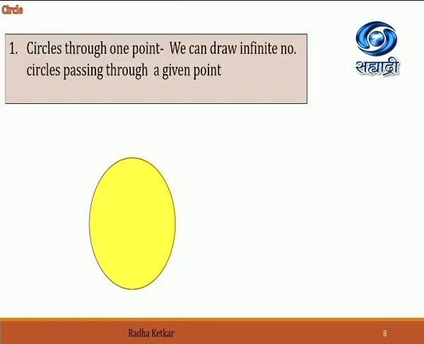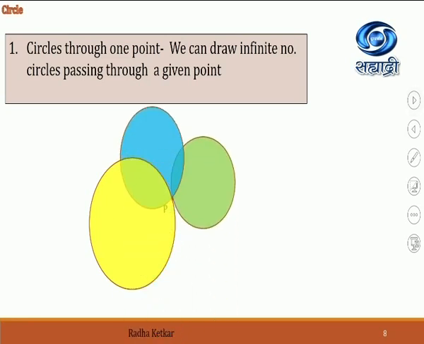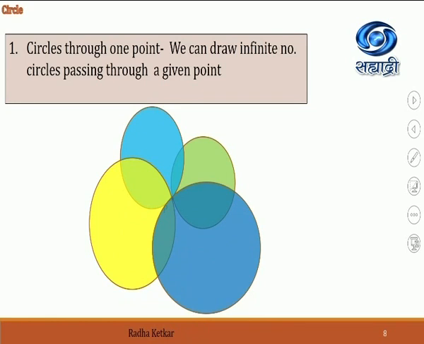Circles through one given point. How many circles can we draw from one given point in the plane? We can draw an infinite number of circles which are passing through the one point given to us. Here we are considering point P. Through this point P, this is the second circle, third circle, fourth circle, and so on. You can have many more, right? So we can have infinite circles passing through one given point.